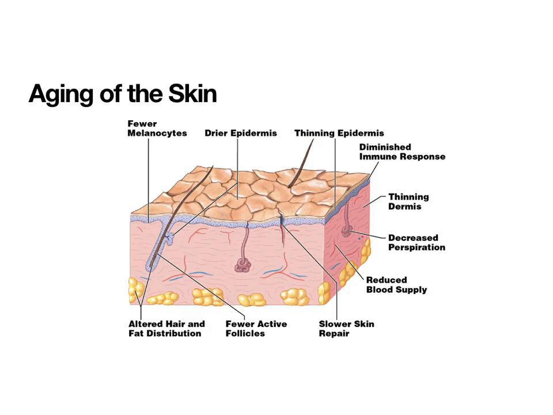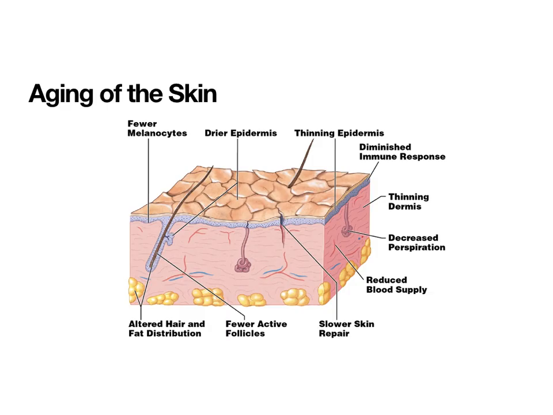So, for example, a blister repair in a young adult takes approximately 3 to 4 weeks from start to finish, as compared to a 65 to 70-year-old adult, which takes approximately 6 to 8 weeks to repair, because that blood supply, that diminished immune response, just isn't as good as it used to be.